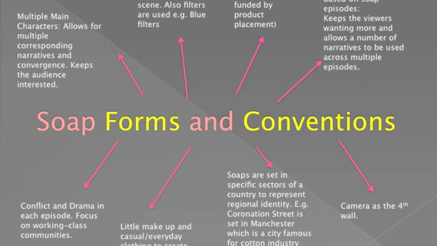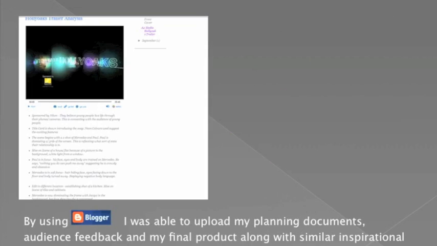Camera is used as the fourth wall. Different shots such as point of view and over-the-shoulder shots make the audience feel like they are experiencing characters' emotions. Soaps are set in specific sectors of a country to represent regional identity. For example, Coronation Street is set in Manchester, which is a city famous for cotton industry, therefore a cotton factory is on the soap. Little makeup and casual everyday clothing is used to create realism. Finally, different conflict and drama is in each episode. They focus on working class communities.